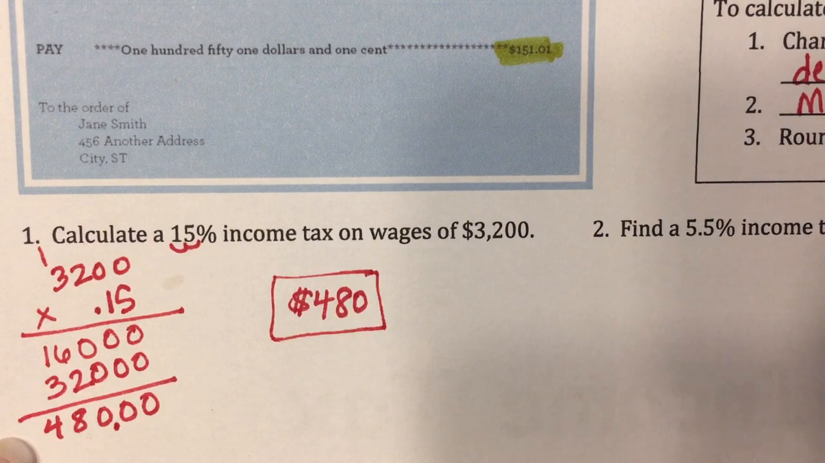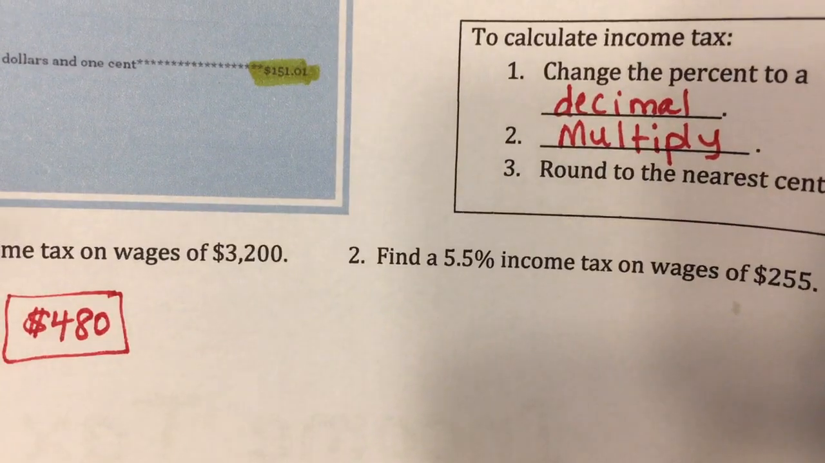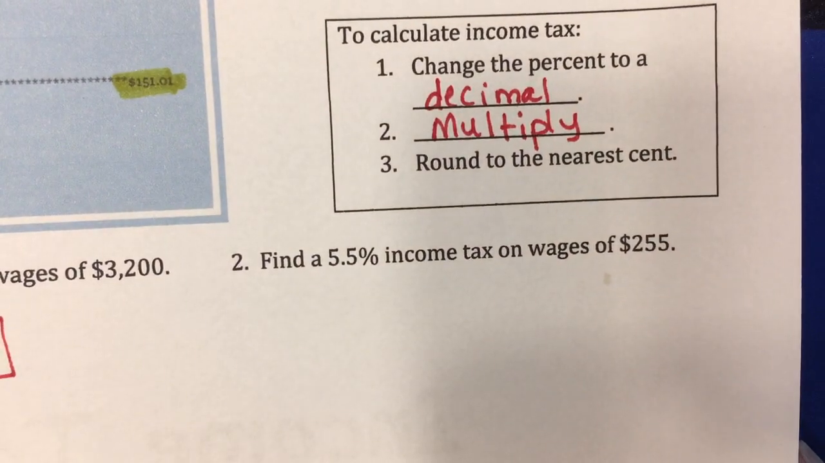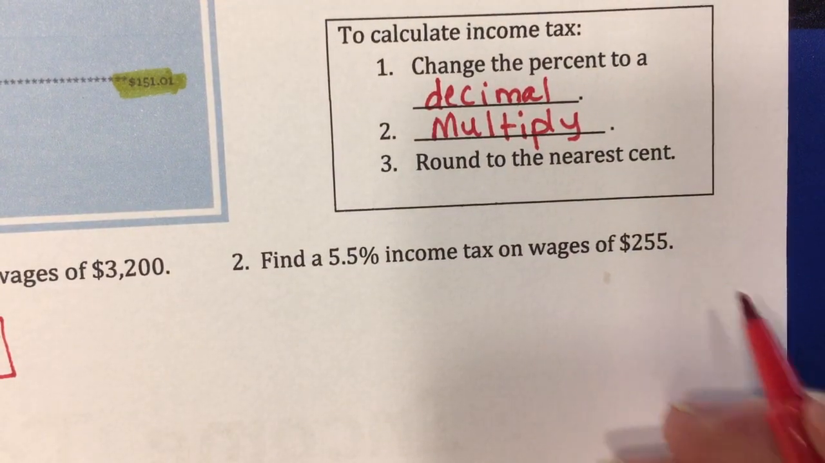Okay. All right. So number 2, we're finding a 5.5% income tax on $255.